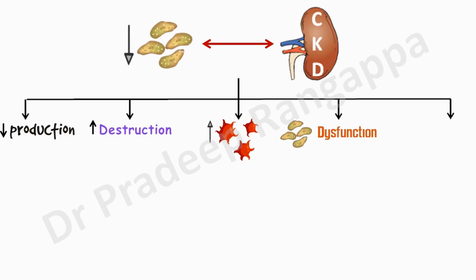And in CKD per se, although there is thrombocytopenia, qualitatively platelet function also gets affected. There is platelet dysfunction, and there is a lot of endothelial dysfunction that happens, especially when CKD patients are on dialysis. Because of the extracorporeal flow of the blood, there is endothelial damage that itself leads to thrombocytopenia. So these are the five broad categories.